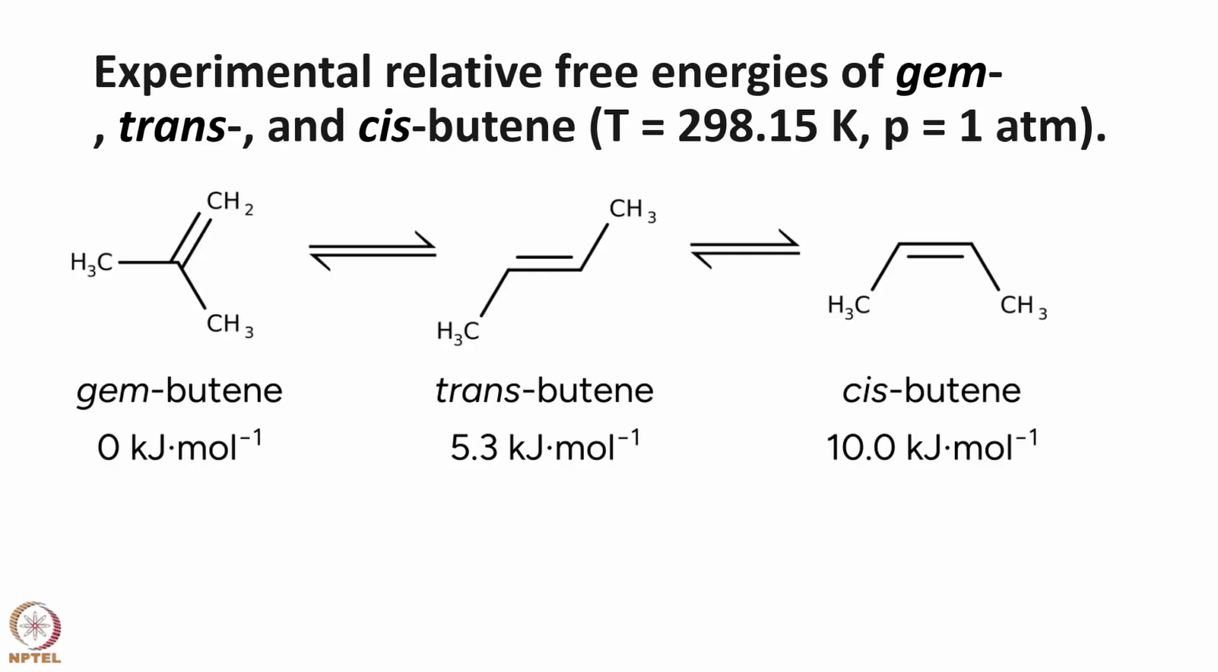So this week, even before going into the theory, what we are going to do in this class is compare the relative free energies of gem, trans and cis butene. We are going to compute free energy, because up to now we have only talked about the electronic energy. The experiments are available at room temperature and 1 atmospheric pressure. Up to now, whatever calculations we have done had no information about the pressure, and the temperature was only 0 Kelvin.